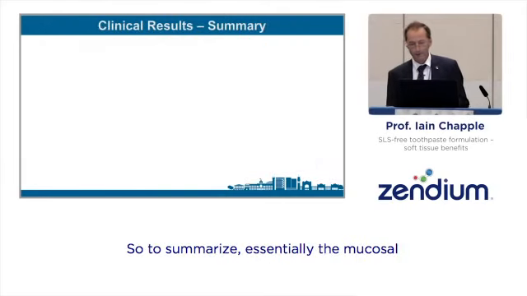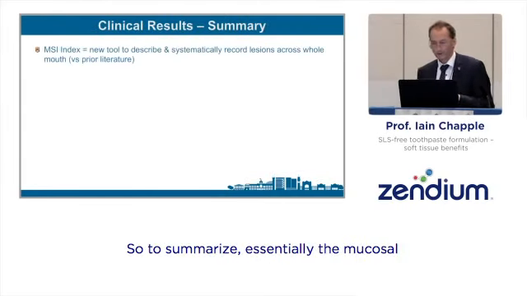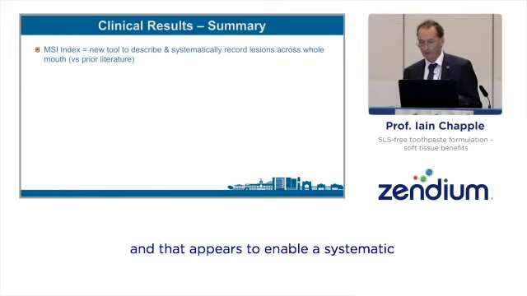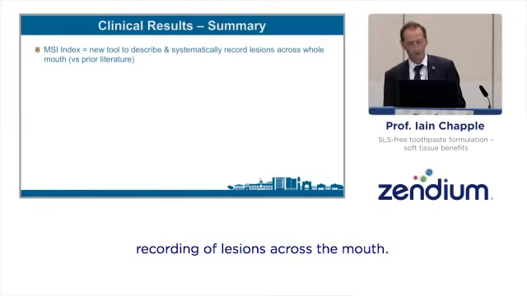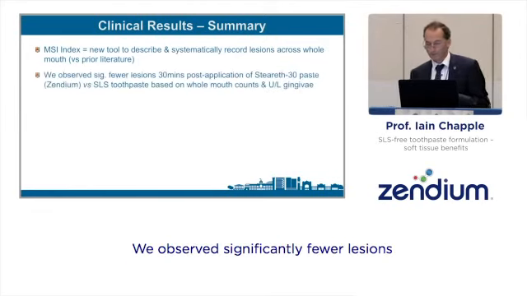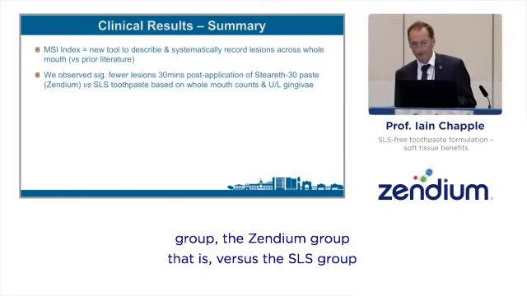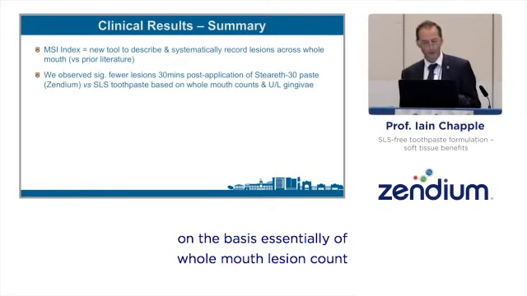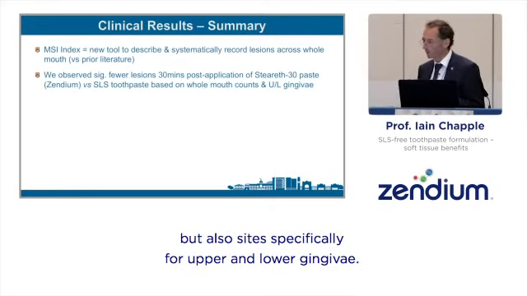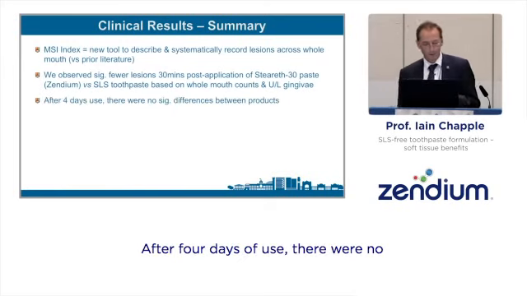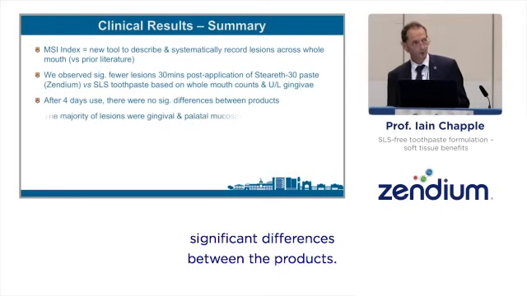So to summarize, essentially the mucosal sloughing index is a new tool that we've had a look at, and that appears to enable a systematic recording of lesions across the mouth. We observed significantly fewer lesions at 30 minutes post-application in the Stereth group, the Zendium group that is, versus the SLS group, on the basis essentially of whole mouth lesion counts, but also site-specifically for upper and lower gingivae. After 4 days of use, there were no significant differences between the products.